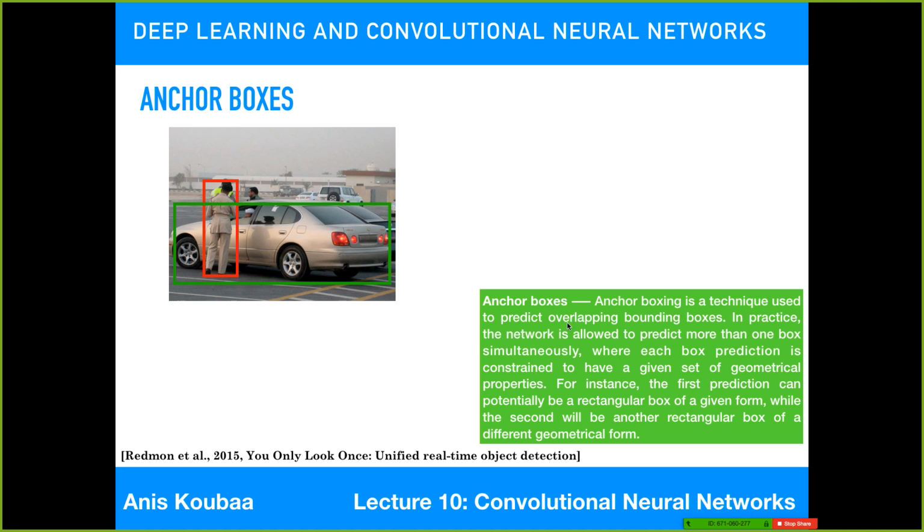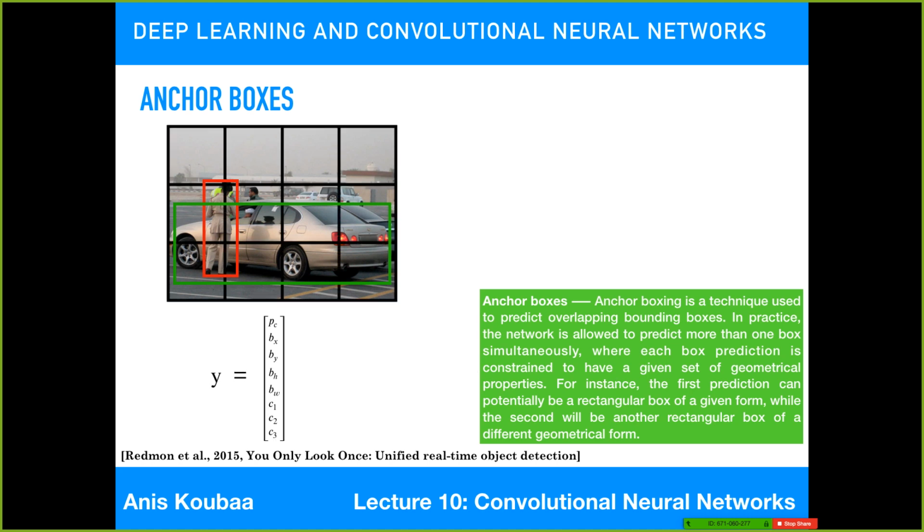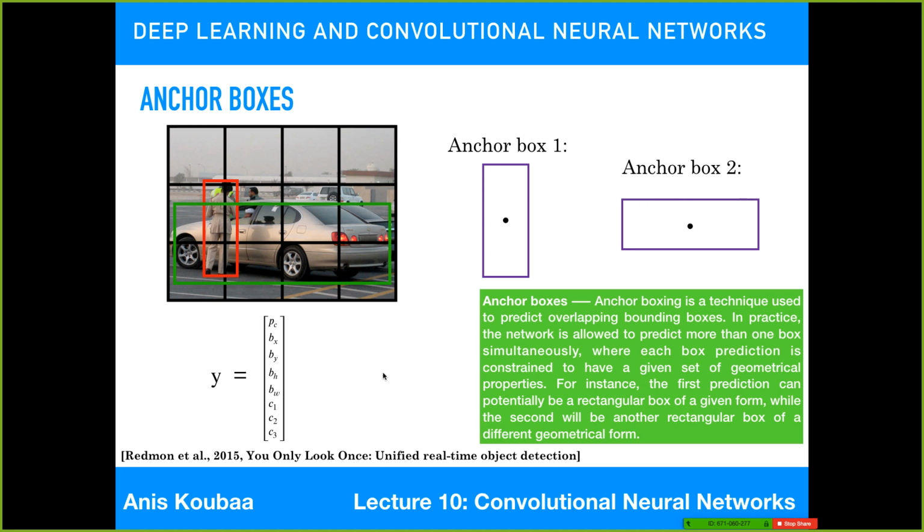It is a technique used to predict overlapping bounding boxes. In practice, the network is allowed to predict more than one box simultaneously, where each box prediction is constrained to have a given set of geometrical properties. So the idea of anchor boxes is the following. We have to determine some possible shapes of objects. For example, if I'm going to detect cars and humans, I will have an anchor box like this that is dedicated to humans, and I will have an anchor box like this that will be dedicated to cars. Okay? So in this case, you will have an output per anchor.